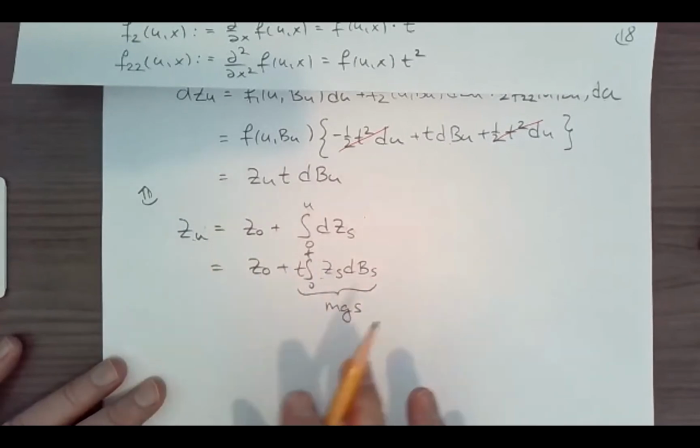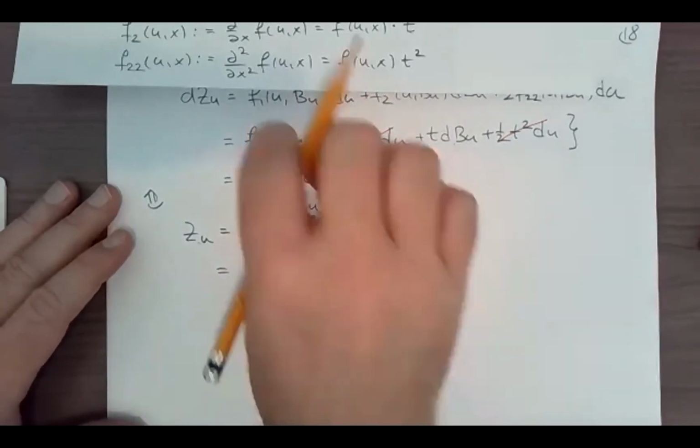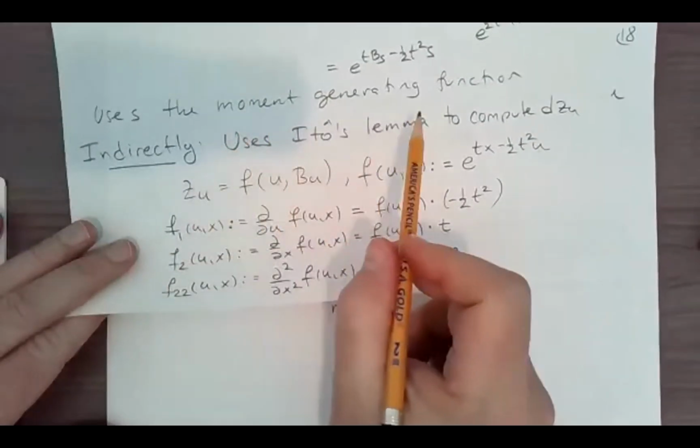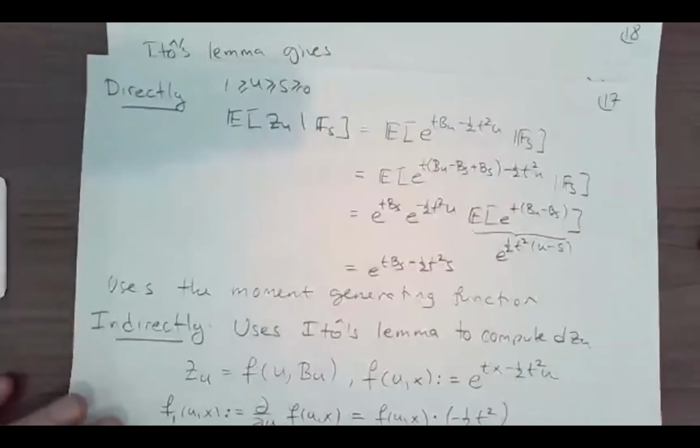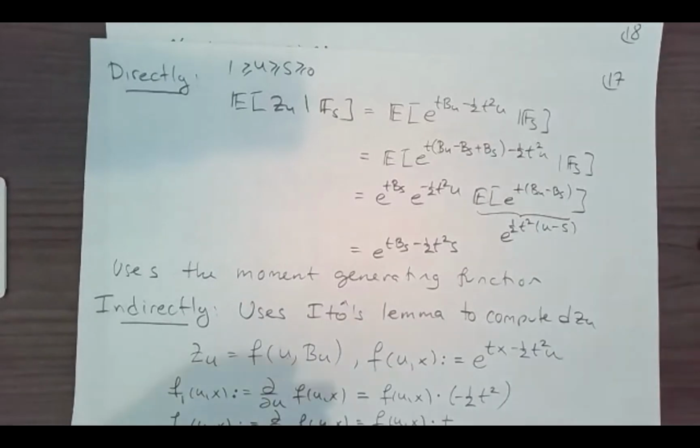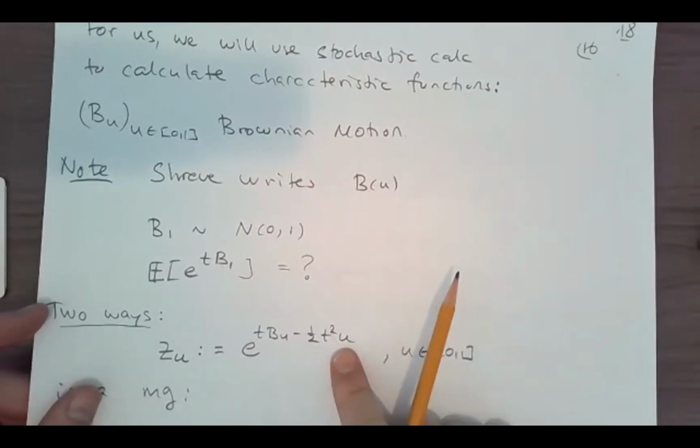And here we did not use the moment generating function to say anything about this. We got that this object over here is a martingale.